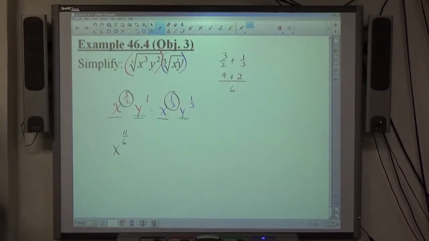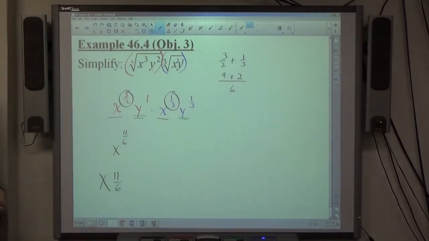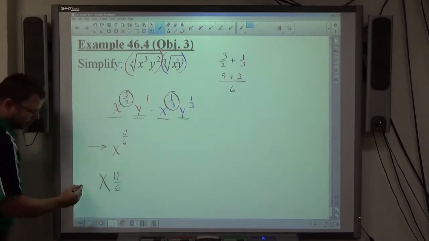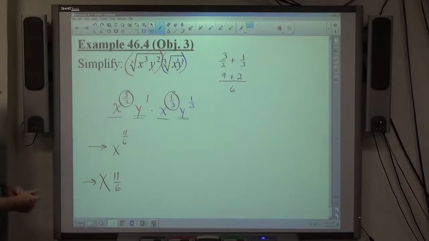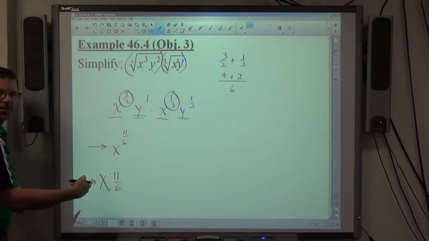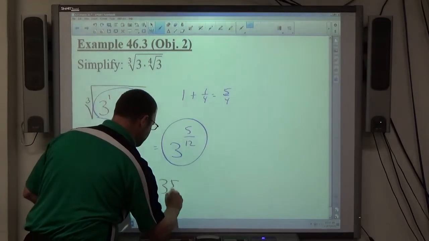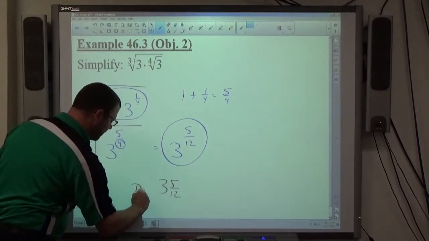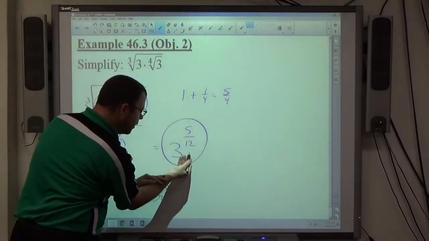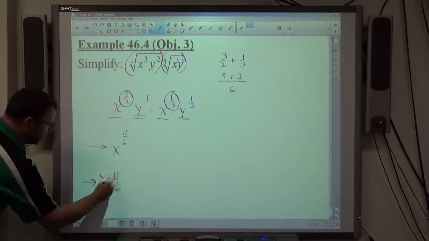Please make sure it looks like a power. If you write that, you're not trying very hard. Okay, look at the difference in the way I wrote it. That's the good way right there. That's not so good. X, put it way up there, 11/6. Don't make it look like a mixed number. And I should have said that on these also. 3 to the 5/12, not 3 and 5/12. This is bad. This is good. The power is obviously up. All right? So, x to the 11/6.